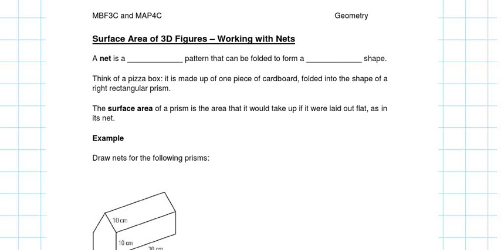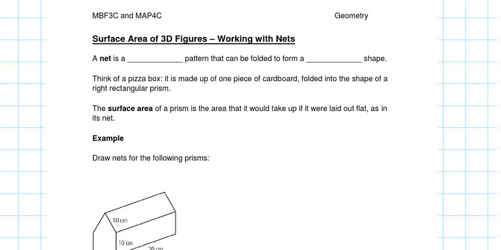Okay, so we're going to look at 3D shapes, and then we're going to start with the surface area of 3D shapes. As I told you in the previous lesson, 3D shapes are made of 2D shapes, right? And they're folded together to make that 3D shape. So what I can do is take my 3D shape and unfold it and make what we call a net.